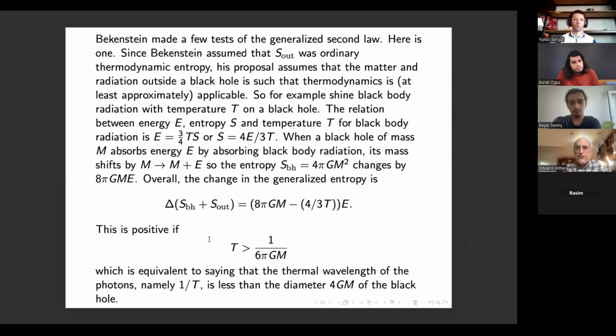So the change in the generalized entropy is positive if T is bigger than this quantity, which is equivalent to saying that the thermal wavelength of the photons, namely 1 over T, should be less than the diameter of the black hole.